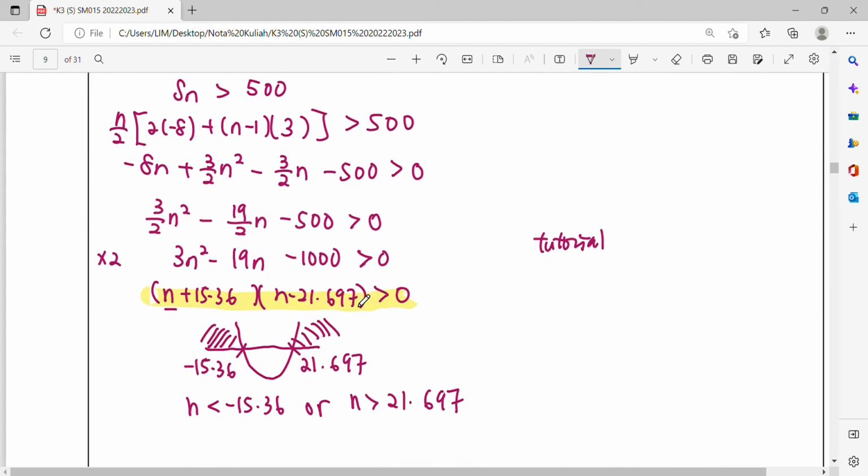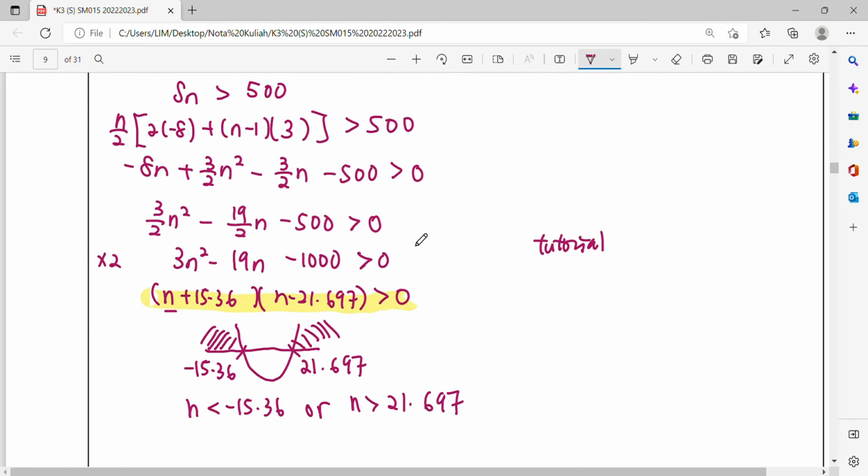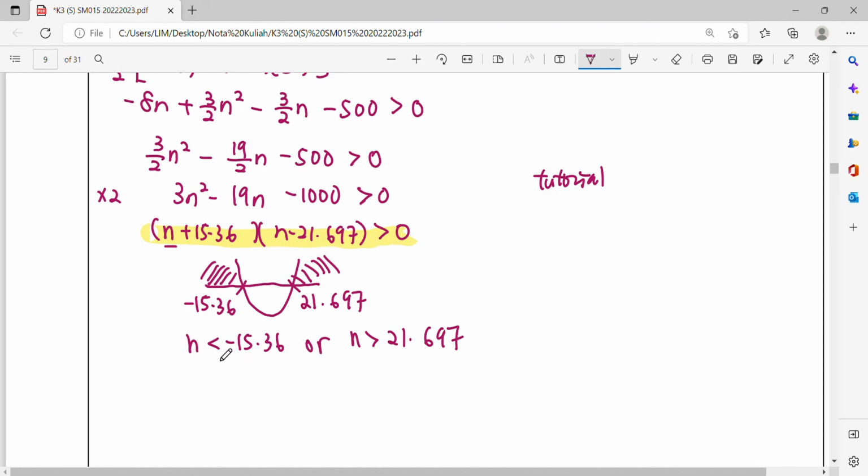A bit lost there already. Alright, so what is the smallest value of n that we can take? n cannot be negative, because the first term, the second term, the third term cannot be the negative 1 term or negative 2 term, right? So the smallest value of n will be n equals 22, since we can see our n here must be greater than 21.69 something. So the smallest value of n that is suitable here will be n equals 22.